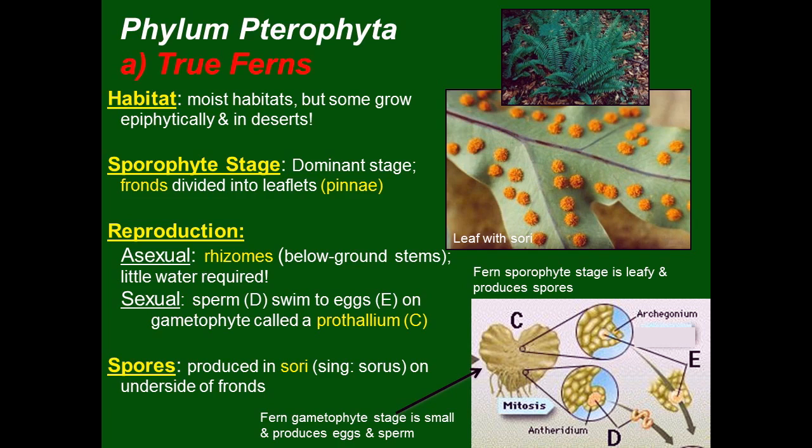And then we see a fern sporophyte stage is leafy and produces spores. So we see that heart-shaped thallus, and that produces archegonium and antheridium. And then those produce egg and sperm, and then of course those unite and make a sporophyte that grows into the fern that we're used to.